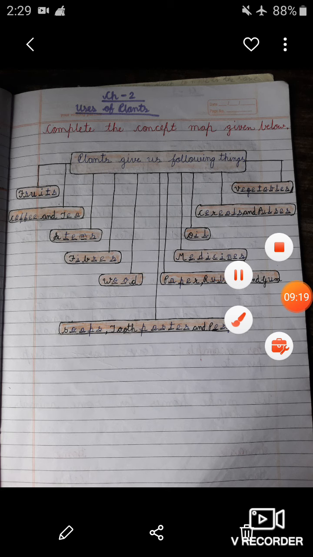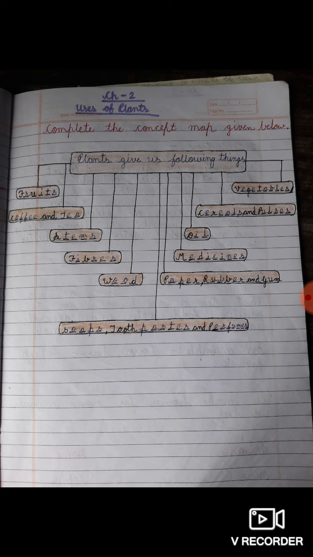The first one is fruits. So students, the spelling of fruits: F-R-U-I-T-S, fruits. Next, coffee and tea, then stems, then fibers, then wood. And on the right side, vegetables, cereals and pulses, oil, medicines, paper, rubber and gum. Last, soaps, toothpaste and perfume. So students, you have to draw this concept map in your notebook, and also fill it in your book.